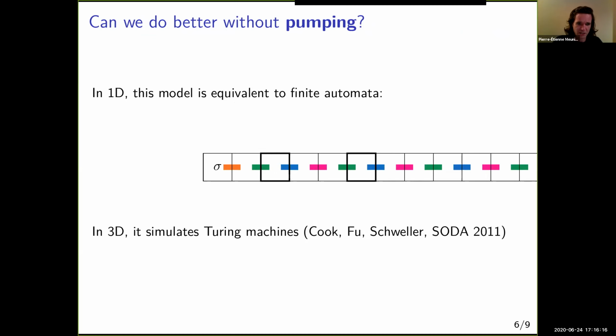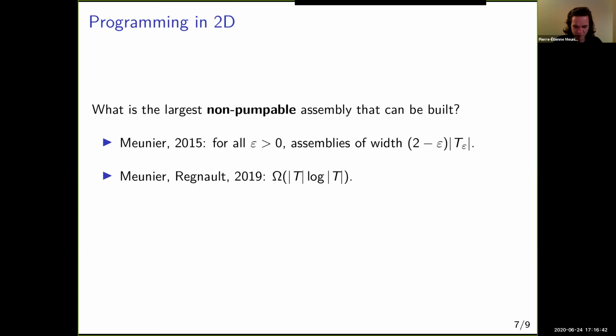But the puzzling fact, and that's a result from 2011 by Kufu and Trotter, is that in 3D, meaning they've replaced the little squares by little cubes, in the exact same model with the same conditions, the model starts simulating Turing machines. So that's really puzzling. So what's about 2D that makes it seemingly hard or maybe impossible to compute? Our results this year give a few elements of answer.